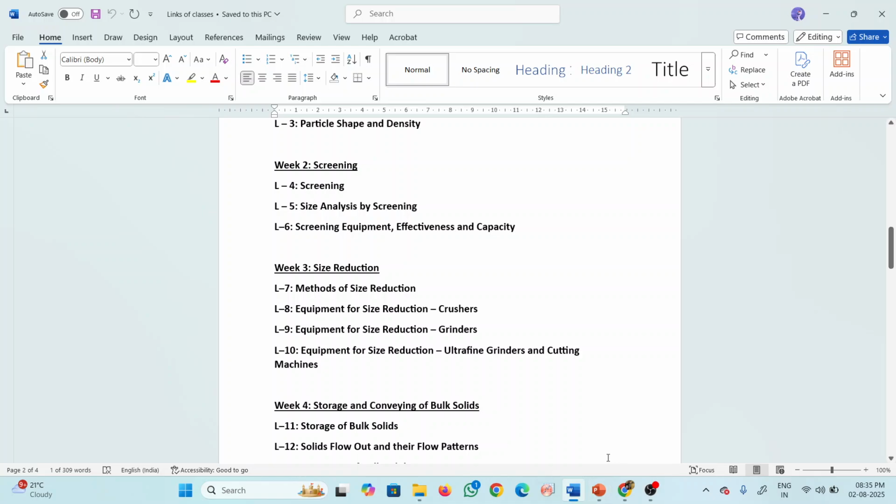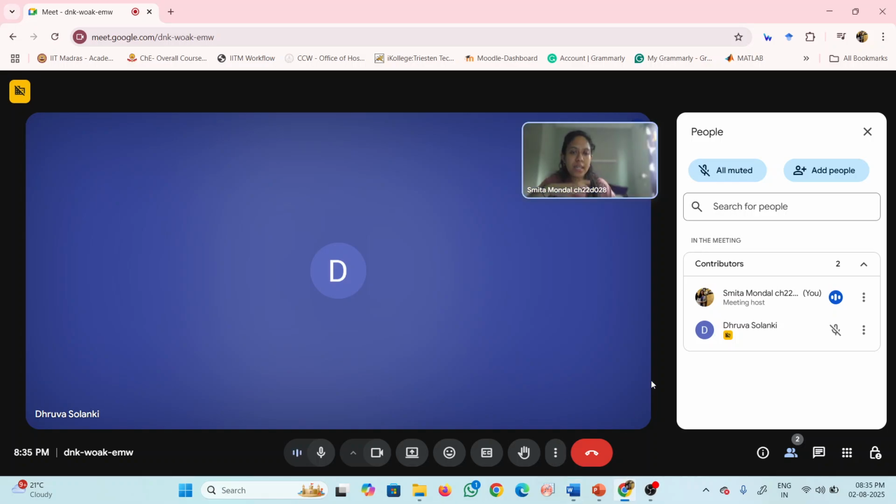So in the next class we will discuss mostly the size reduction part. The things we discussed in this class, like the jaw crusher and cone crusher, those kinds of crushing equipment details we will discuss in the next class. Is there any question that you have further for today's session that we can take a few minutes more?